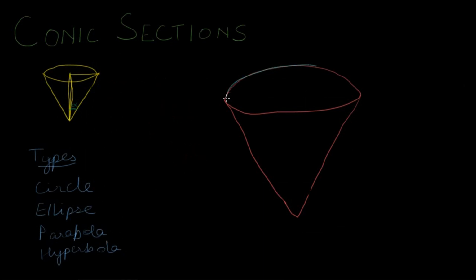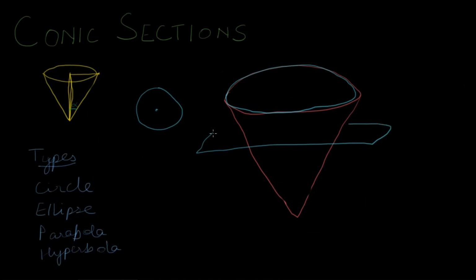This particular figure on the base of the cone is just a simple circle, the humble circle. It can be formed by cutting the cone using a plane at any distance from the vertex, the vertex being this point, such that the plane makes a 90-degree angle with the axis. The equation of the circle is given by x square plus y square equal to r square. I'll be explaining that in my circle video.